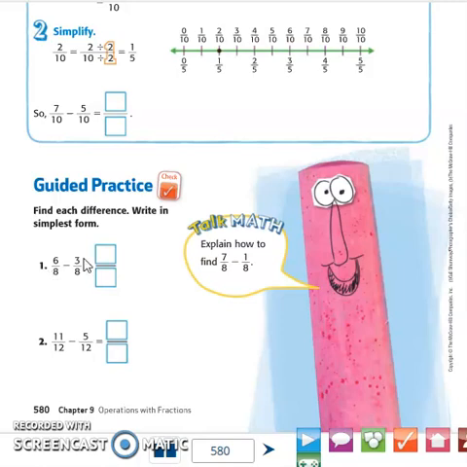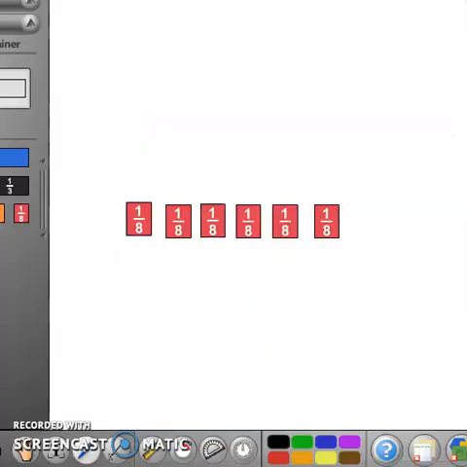So they've got 6/8 minus 3/8. And I want to show you using the tools why we don't subtract the denominator. So let's pull up the visual here. And you can see I've set out 6/8. 1, 2, 3, 4, 5, 6. And the problem was take away 3/8. So in order to show taking away 3/8, I'm simply going to cross out 1/8.